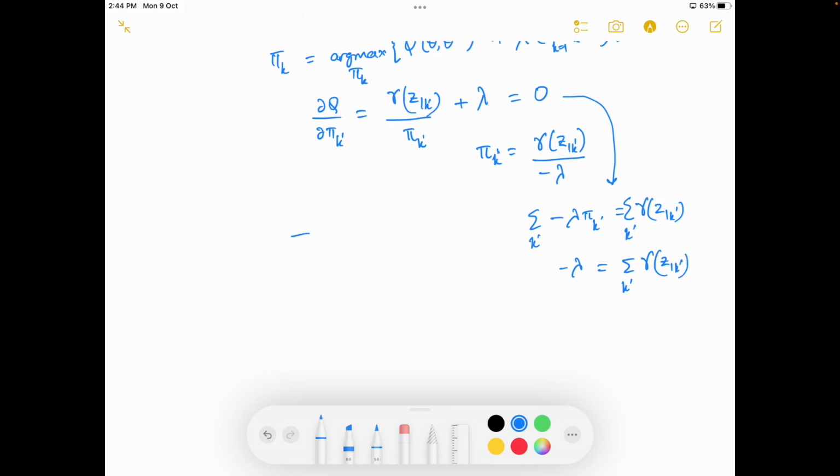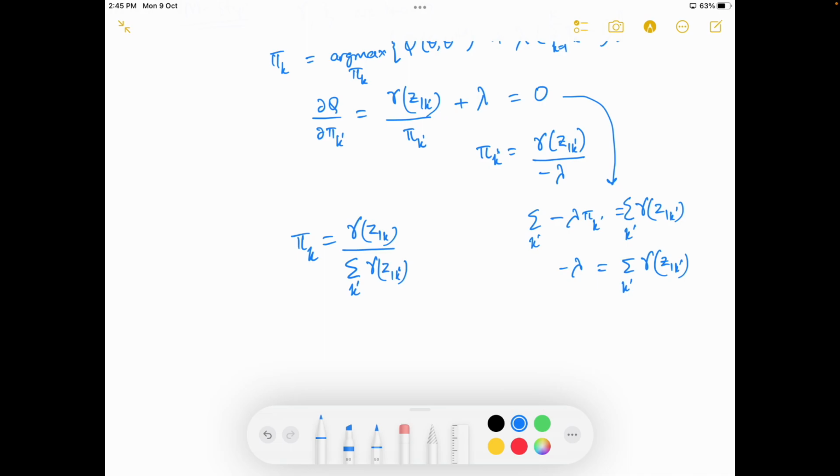So therefore pi k, now since there is no k, I am just replacing k dash with k here. So my pi k comes out to be gamma z1 k divided by the summation over all k dash of gamma z1 k dash. This summation variable is a dummy variable, no? It has no relation with this k. That's it. So this is my answer. This is my maximum likelihood estimate of pi k.